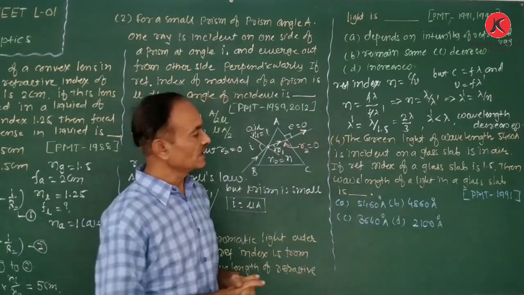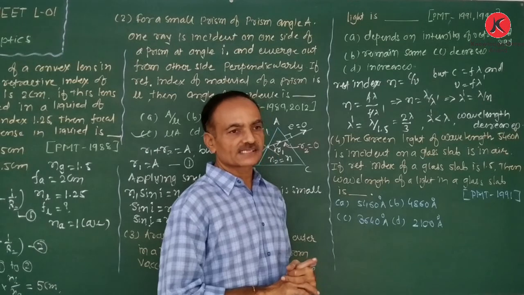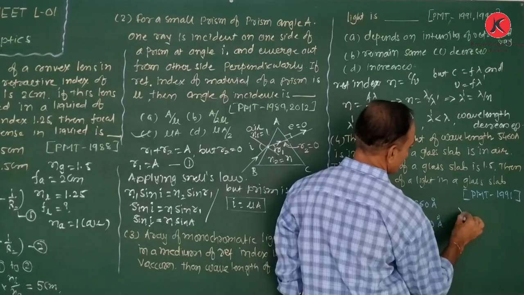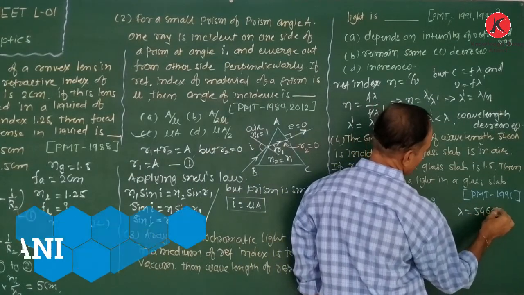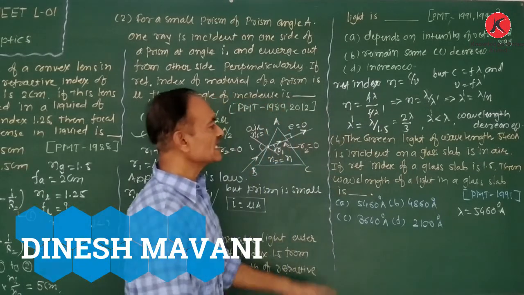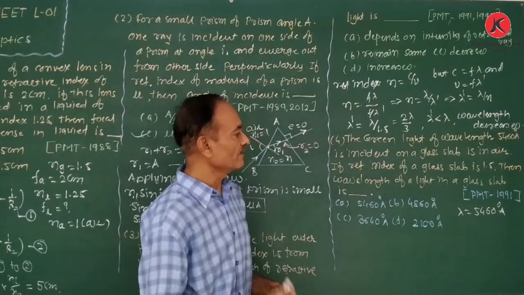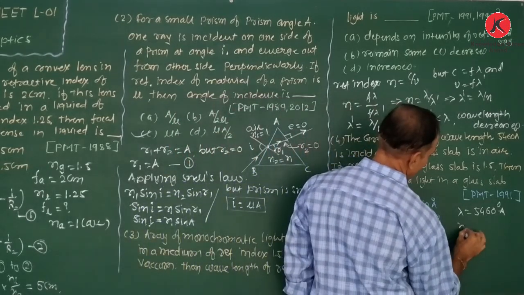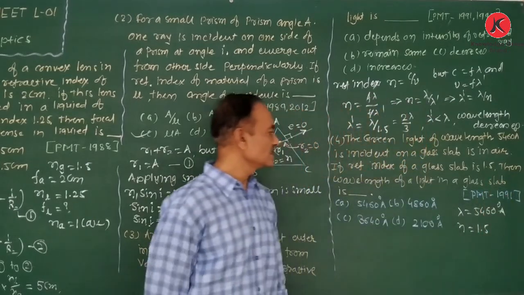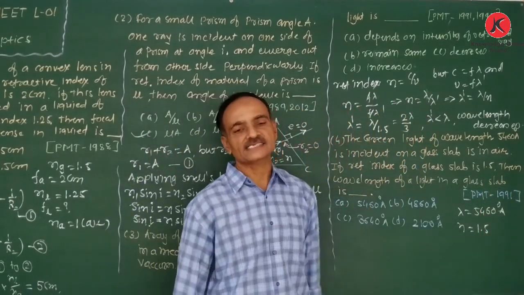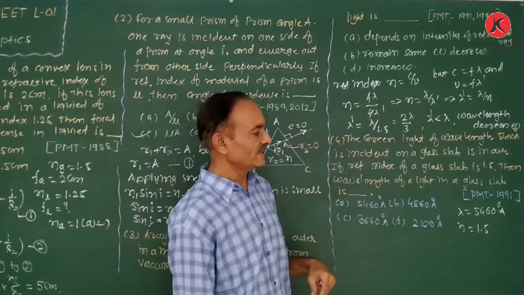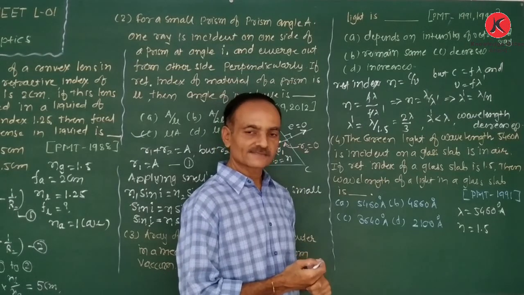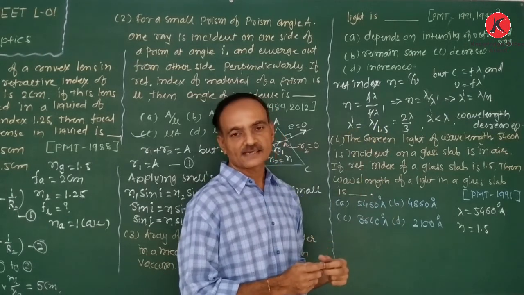Now, next is the fourth. The green light of wavelength 5460 angstrom is given. It is incident on a glass slab in a medium. If the refractive index of the glass is 1.5, n is equal to 1.5, then what is the wavelength of the light in the glass slab? That is similar to the earlier one, and it was also asked in 1991. The same equation we are using directly.